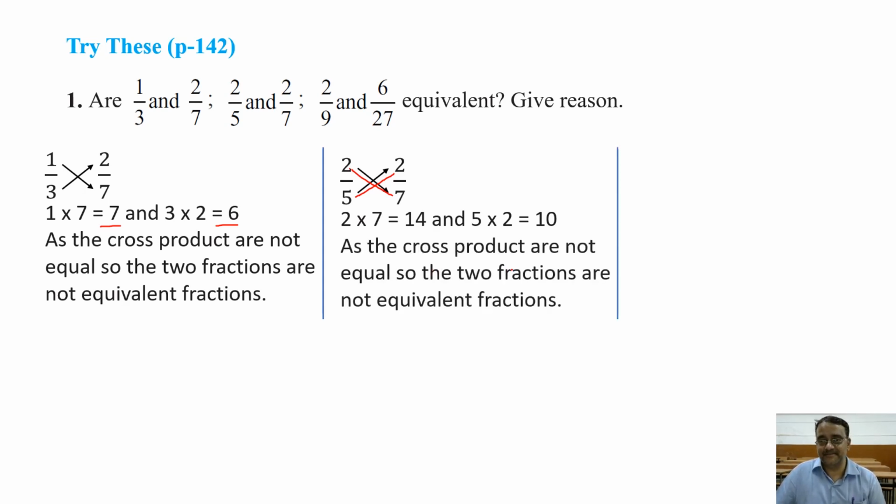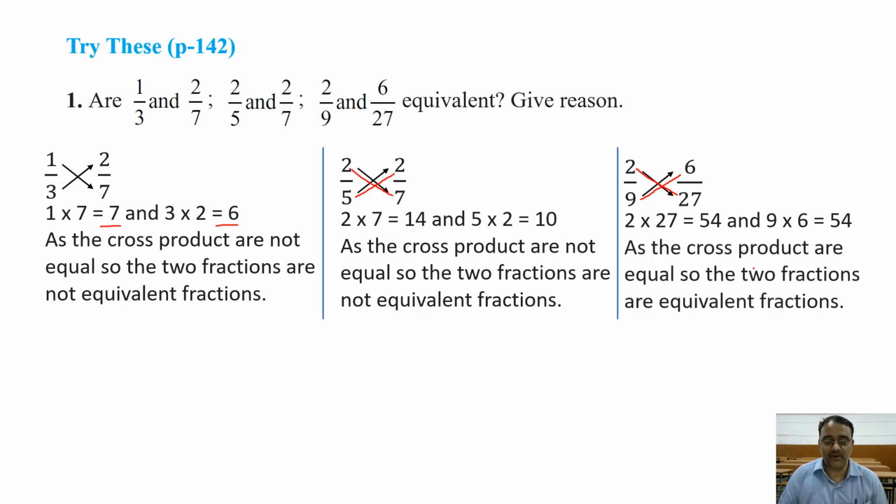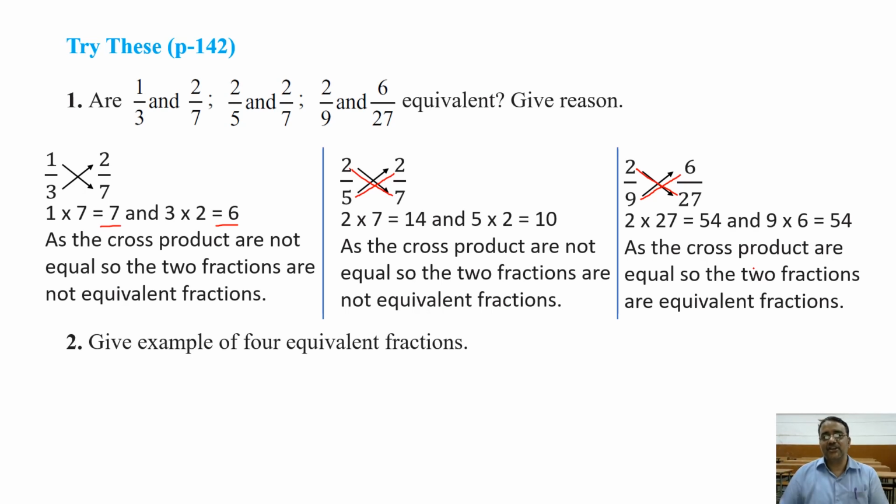Now the last one, 2 by 9 and 6 by 27. So 2 into 27 is 54, 9 into 6 is also 54. So as the cross products are equal, the two fractions are equivalent fractions. Okay. Now we'll move towards the next second question. Give examples of 4 equivalent fractions. This is the easiest question. You take 1 by 2. Multiply 1 by 2 by 2, top and bottom. What will you get?